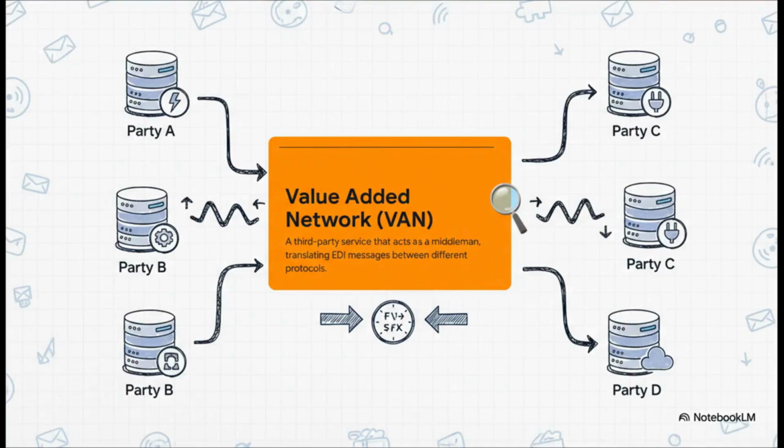And that exception is called a value-added network, or a VAN. Just think of a VAN as this third-party service that sits right in the middle of all your connections. It basically acts like a universal translator. You can send your data to the VAN using your favorite protocol, and the VAN handles the tricky part of delivering it to your partner in their favorite protocol.